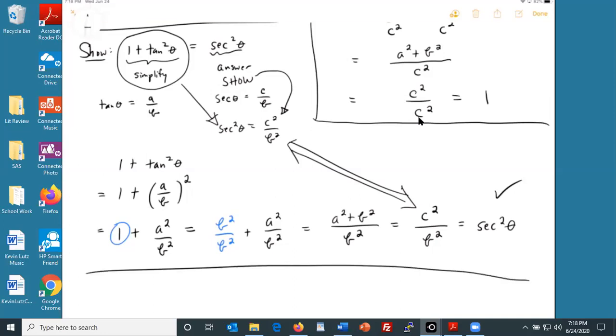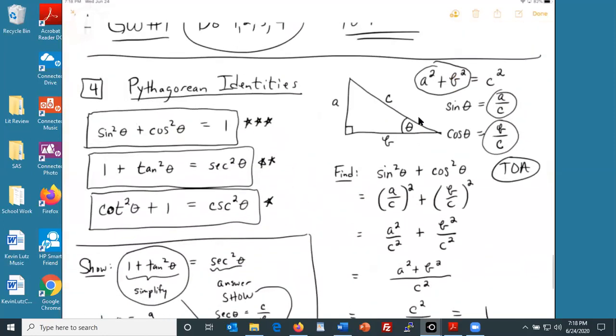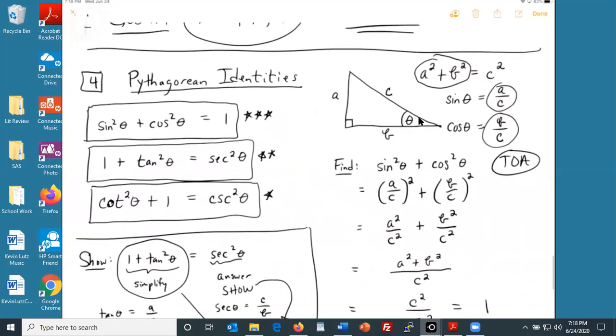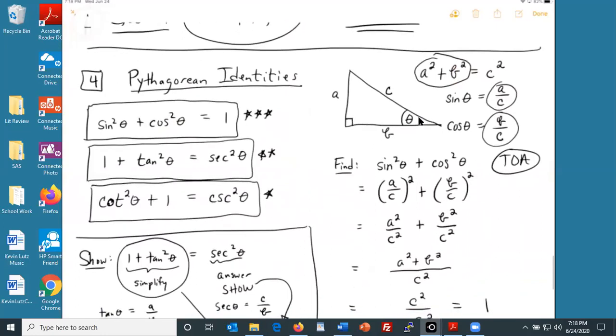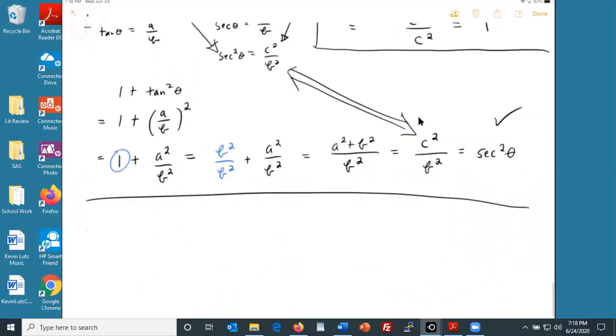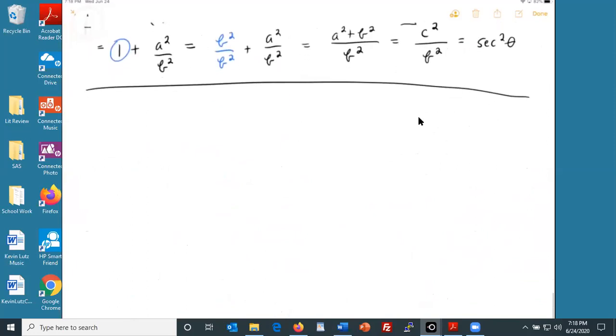Okay, so now what we're going to do next is some examples where we apply these 3 identities just to simplify things down a bit. All right, so keep those identities handy. So for example, number 1.